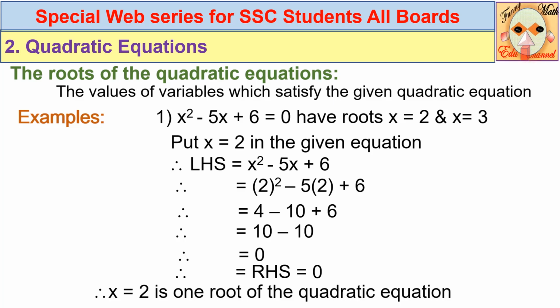This is how the number 2, as a value, becomes a root of the quadratic equation; that we have followed. In the same manner, for x equal to 3, you can show that it is a root of the quadratic equation.